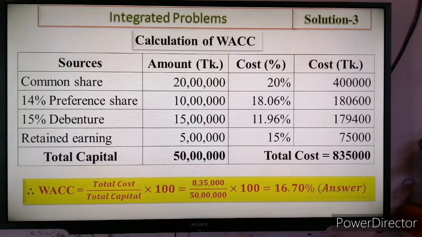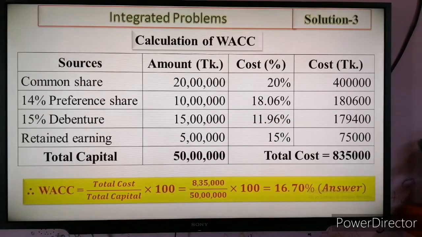Total cost 8,35,000 and total capital 50 lakh, multiplied by 100, we have 16.70%. This is the answer of this problem. My dear student, look, this is the way to solve, to determine, to calculate WACC.